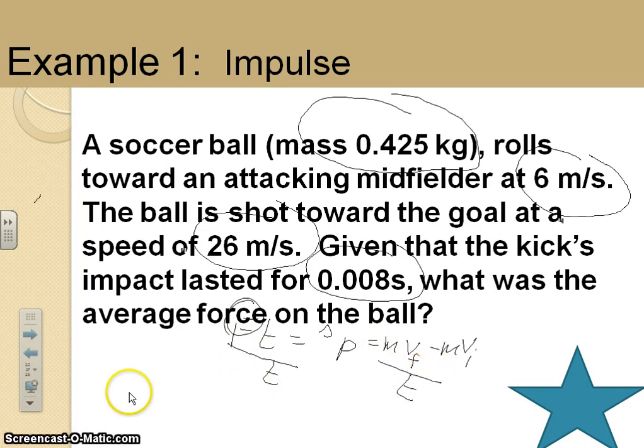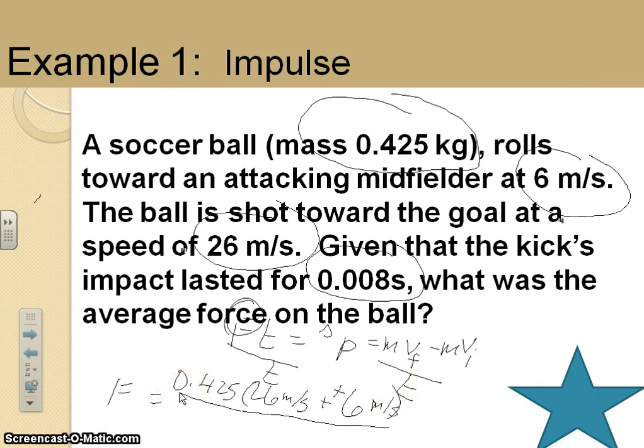So in order to get the force, we'll have to figure out the mass times the final velocity, so 0.425 times the final velocity, which is 26 meters per second, minus the mass times the initial velocity, which is 6 meters per second, going in the opposite direction. So this will end up canceling the minus sign out. And now we have to just divide this whole thing by the time involved, 0.008 seconds.